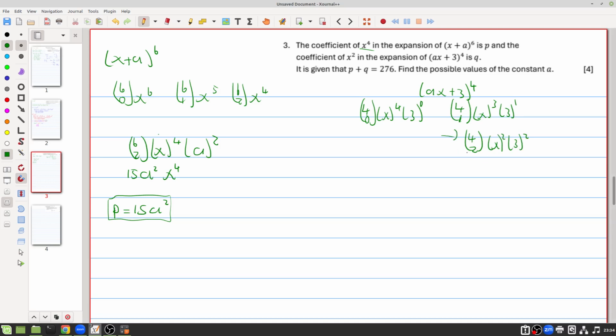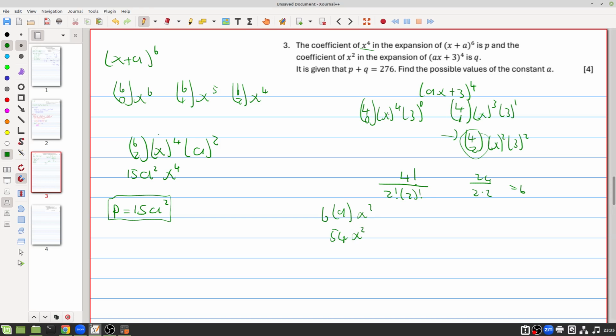Okay, so 4C2, that's going to be 6, right? Let me just calculate that. So 4 factorial over 2 factorial times (4 minus 2), which is 2 factorial. So 4 factorial is 24, 2 factorial is 2, 2 factorial is 2, so 24 divided by 4 is 6. So this part here is 6, and then 3 squared is 9, and then we've got x squared. So we've got 54x squared.